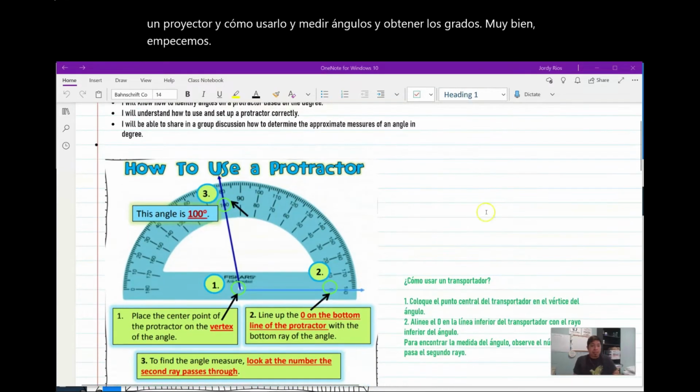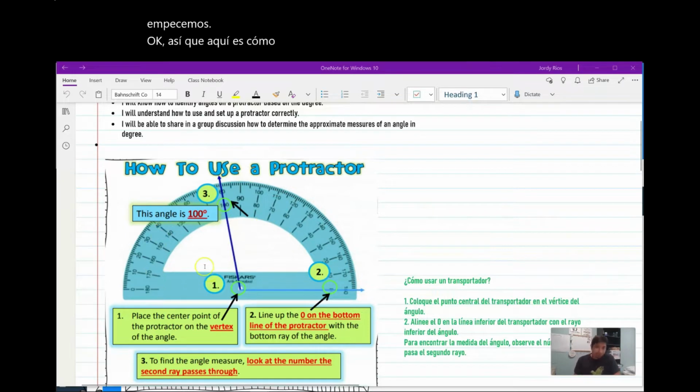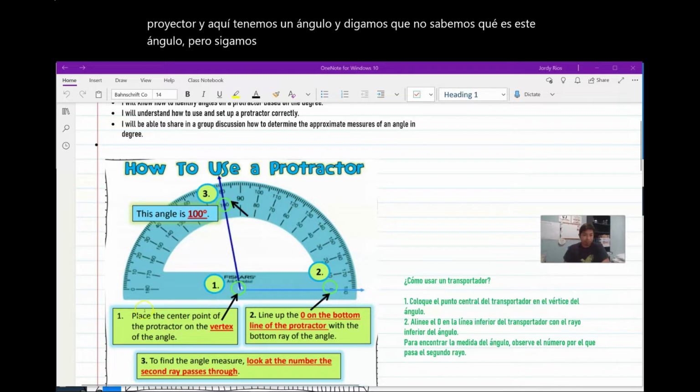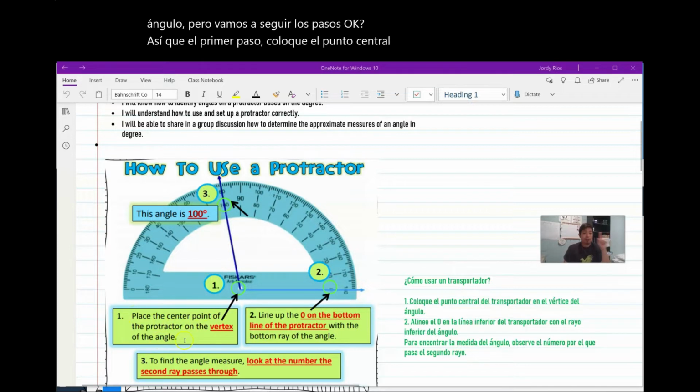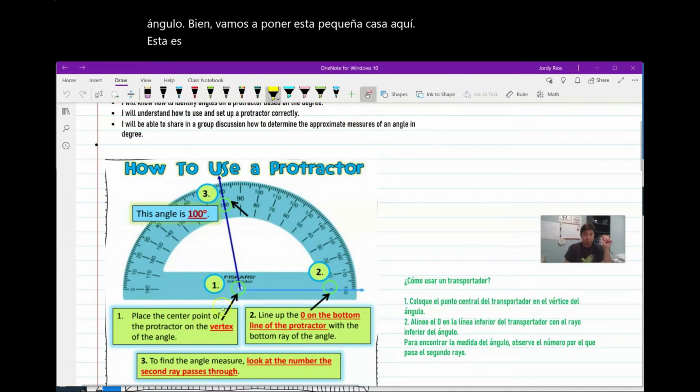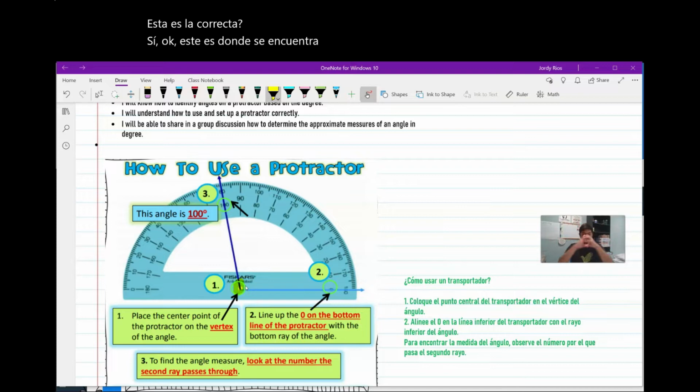Okay, so here is how to use a protractor. So here we have a protractor, and here we have an angle. And let's just say we don't know what this angle is, but let's go ahead and follow the steps. Okay, so step 1, place the center point of the protractor on the vertex of the angle. Okay, so we're gonna put this little hole right here, this one where the vertex meets. Okay, so like the center of the circle and the vertex.